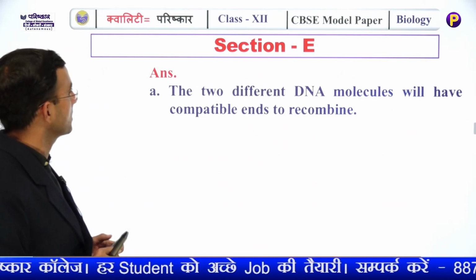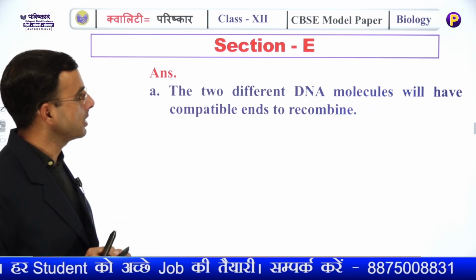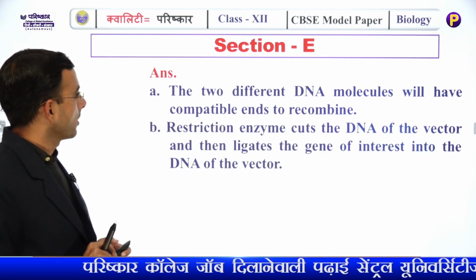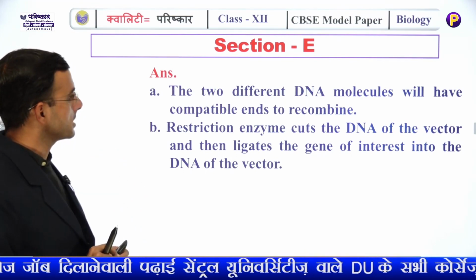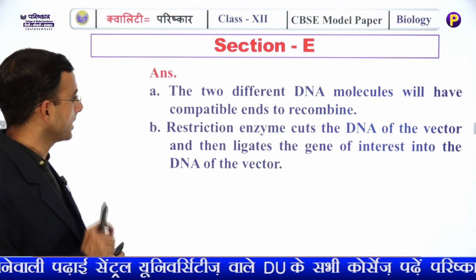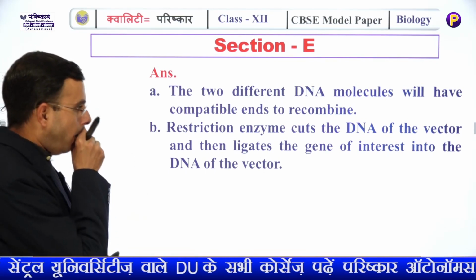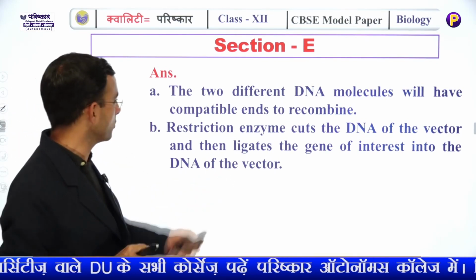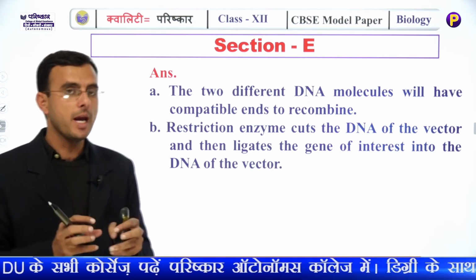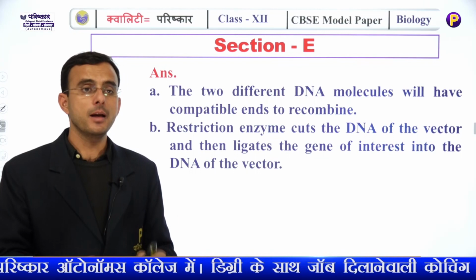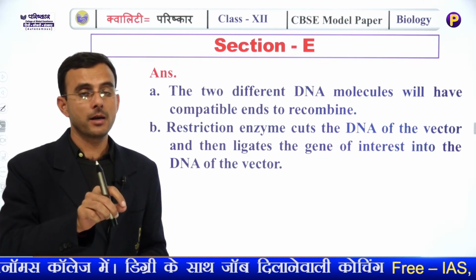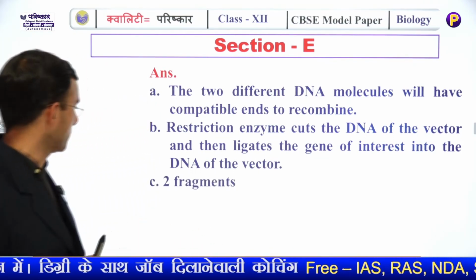So first one is the answer: two different DNA molecules will be compatible to combine. The second one: restriction enzyme cuts the DNA of the vector and then ligates the gene of interest into the DNA of the vector. So we have to cut the DNA and incorporate that DNA in the form of a vector.